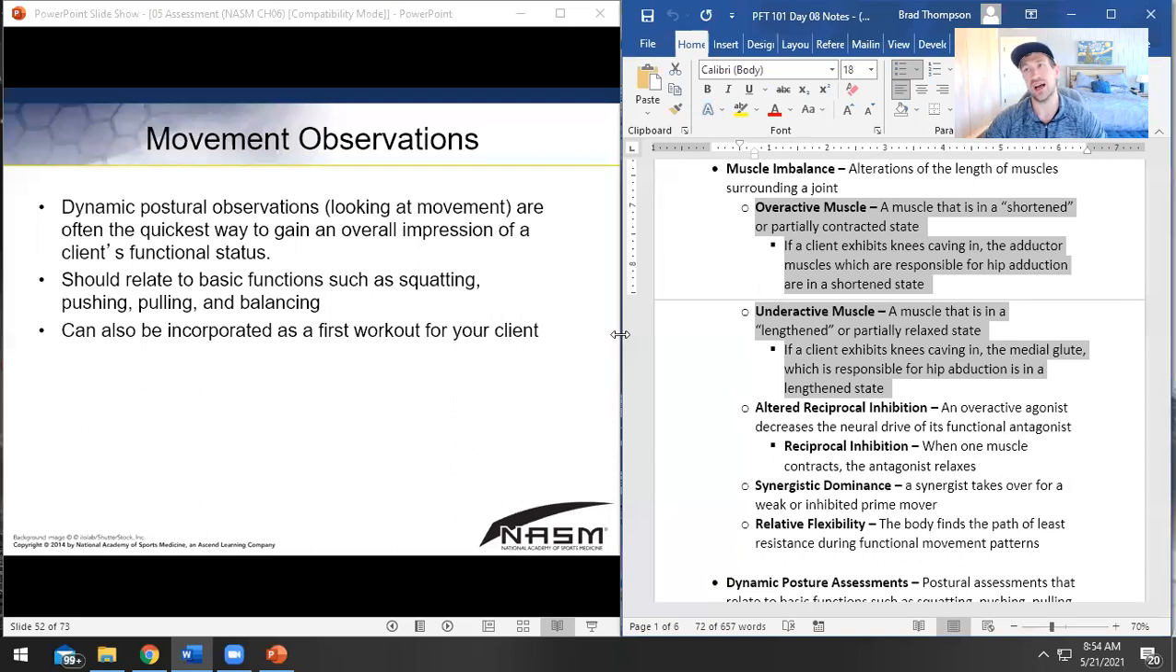But sometimes it's not always the opposite muscle. Sometimes it's not necessarily just a muscle that is antagonistic to which direction you're moving. Sometimes it can also be a synergist muscle, like a helper muscle that's stepping in and doing too much work. So that's where we need to look at what's really causing these alterations.